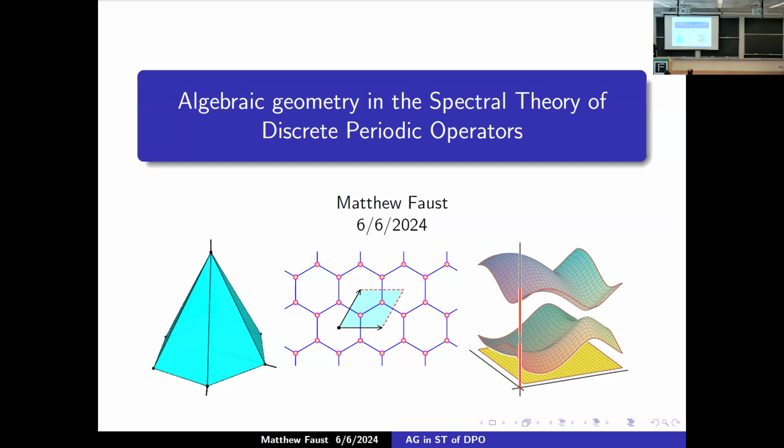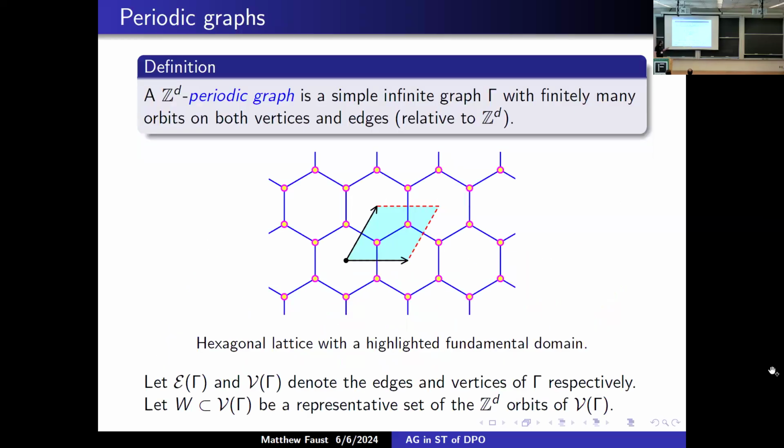Let me start by introducing periodic graphs. A Z^d periodic graph is a simple infinite graph equipped with a Z^d action that acts on the vertices and edges of our graph. I have an example here, which I already mentioned, the hexagonal lattice.